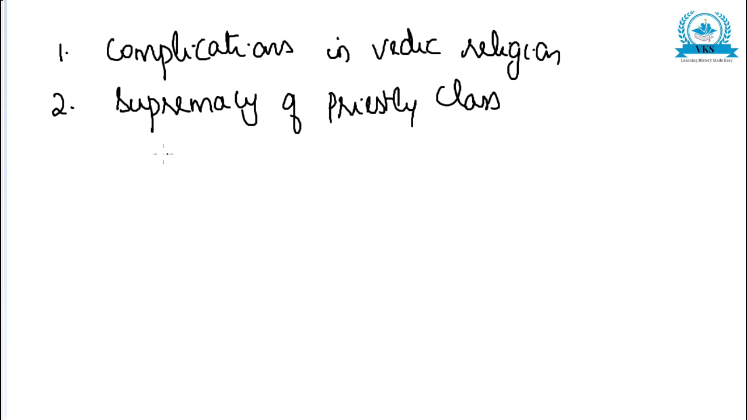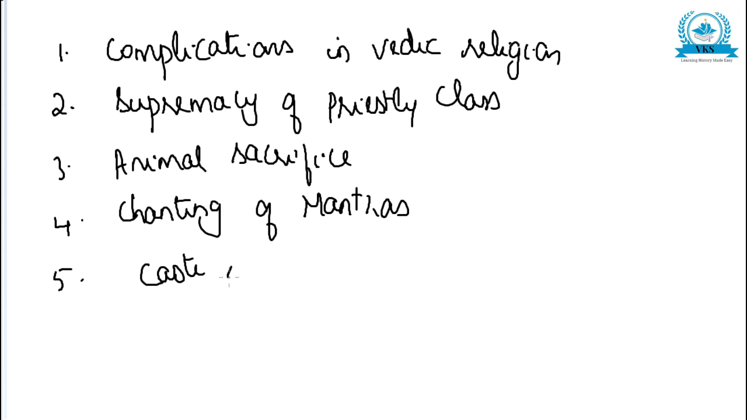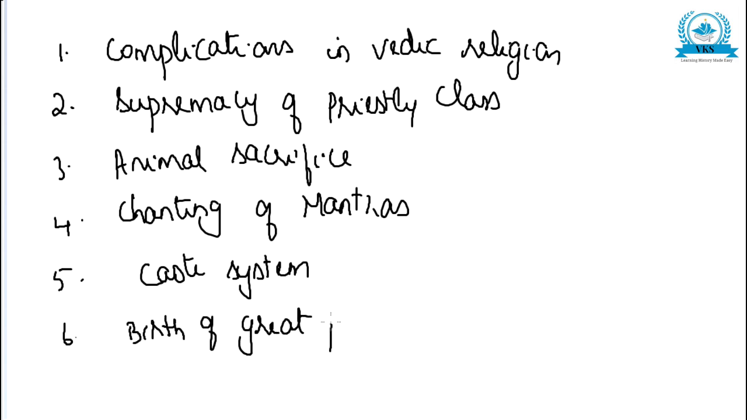Then you have to explain each point. Then you can write animal sacrifice. After that, chanting of mantras in Sanskrit. That was another factor. The fifth factor is the caste system. And the last, sixth factor is birth of great personalities. So write the 6 points and explain all the points. That will be a perfect 5-mark answer for the question on factors for the rise of new religion.